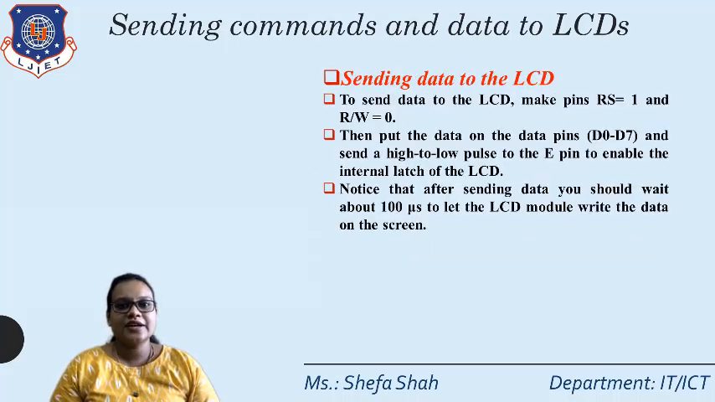And third, last point, that is sending data to the LCD. While sending data to the LCD, we need to select the data register, so RS will be equal to 1, and read/write will be equal to 0 for the write operation. Then put the data on the D0 to D7 pins and send a high to low pulse to enable the LCD. And again we need to call the 100 microseconds delay for the LCD module to write the data onto the screen. So these are the different steps for sending data to the LCD.